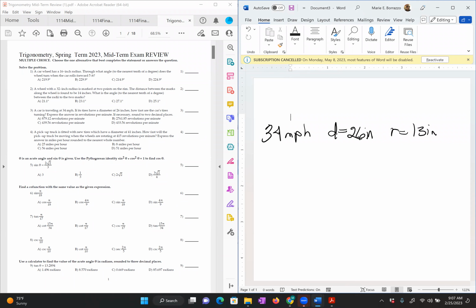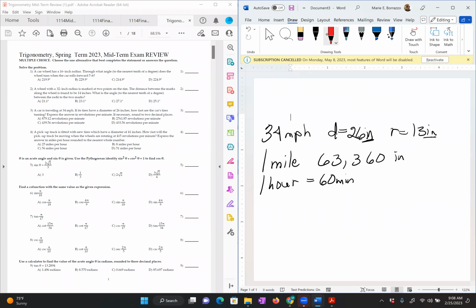We need that information. Another conversion for this that you need to remember is that in 1 mile, we have 63,360 inches, because the question is asking for this in inches. We're using inches right here. Also, a very basic conversion you need to remember is that 1 hour is equivalent to 60 minutes. And we will need that as well. So we start the process with, let me go to draw, 34 miles per hour times 63,360 inches in 1 mile. And we're dividing that by 60 minutes.